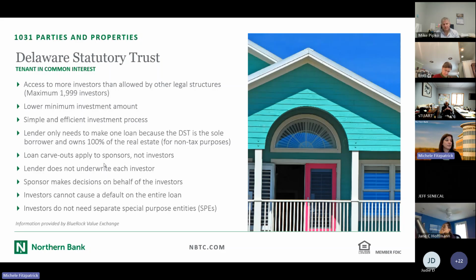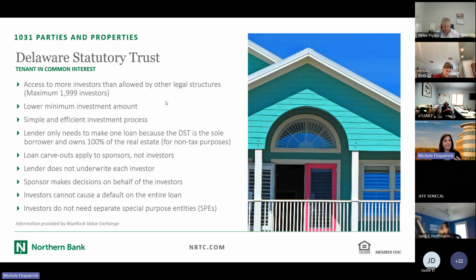So loan carve-outs apply to sponsors, not investors. The lenders don't underwrite the investors, so you're not applying for a loan. The sponsor makes all the decisions about the property for the investors. And that's one of the downfalls.